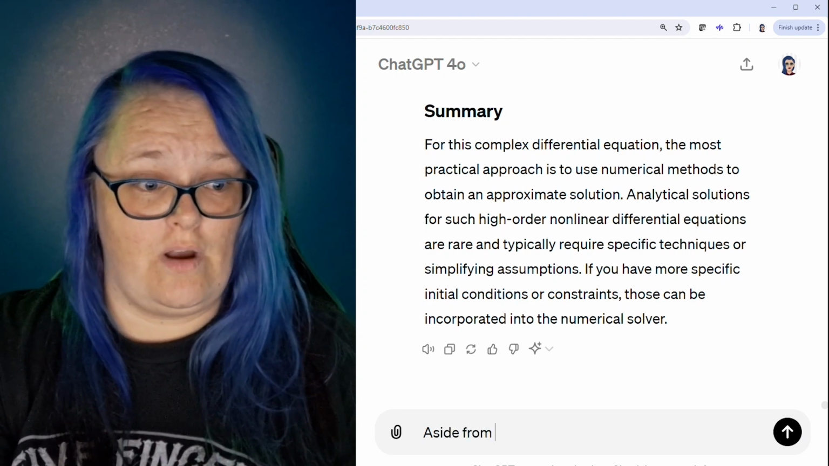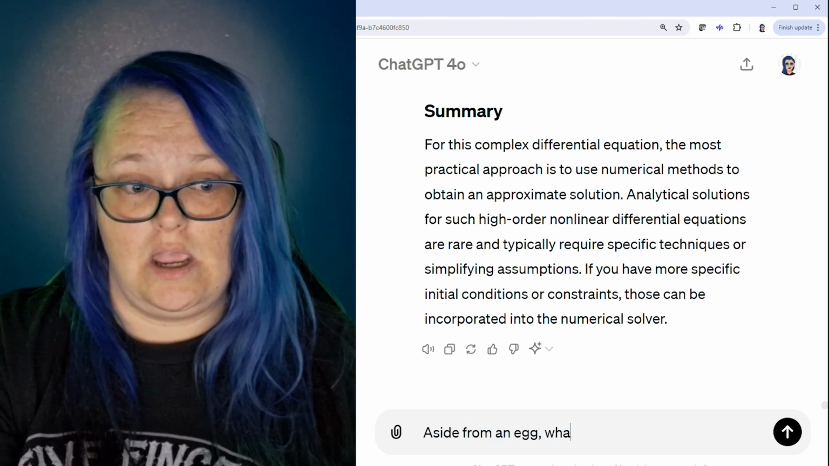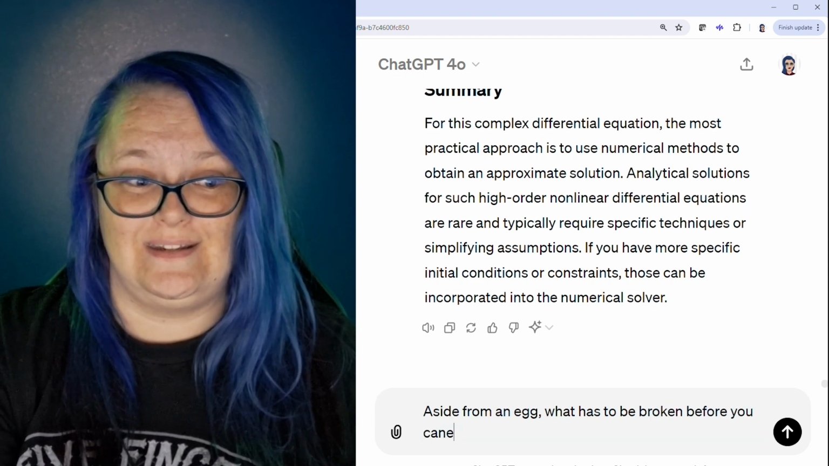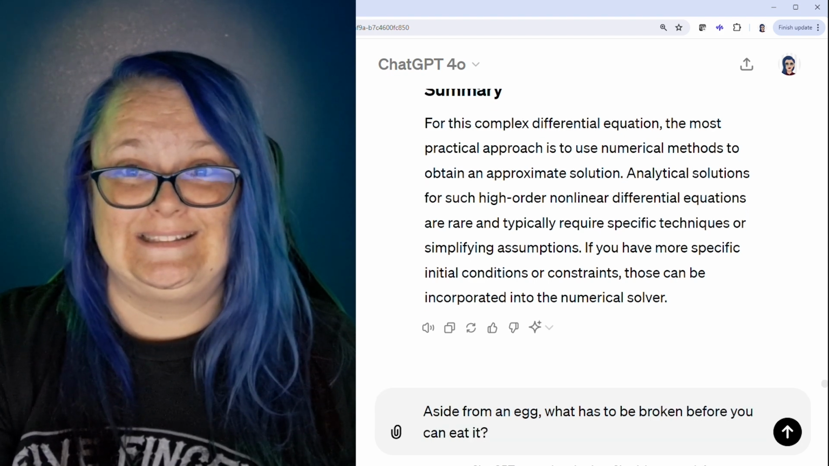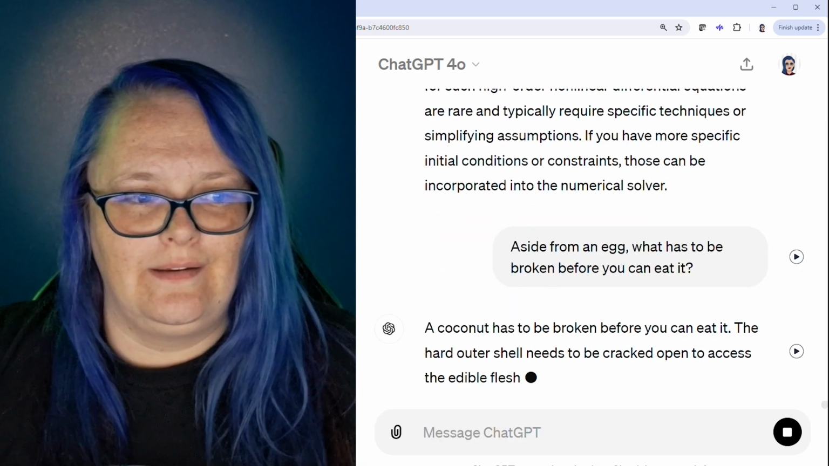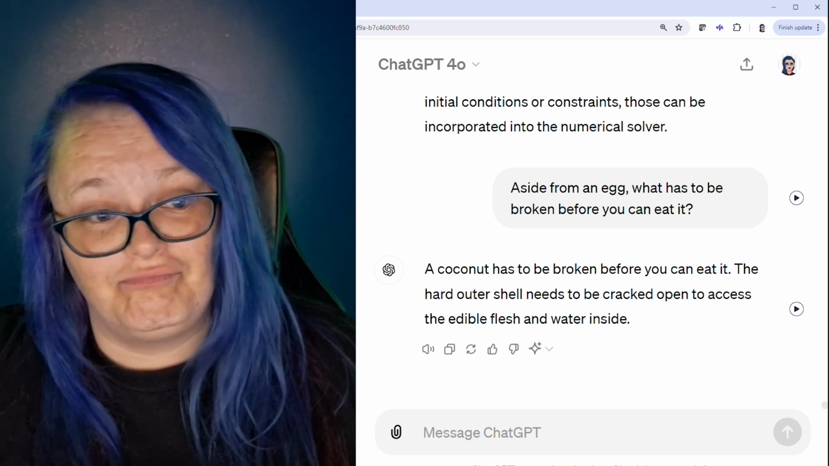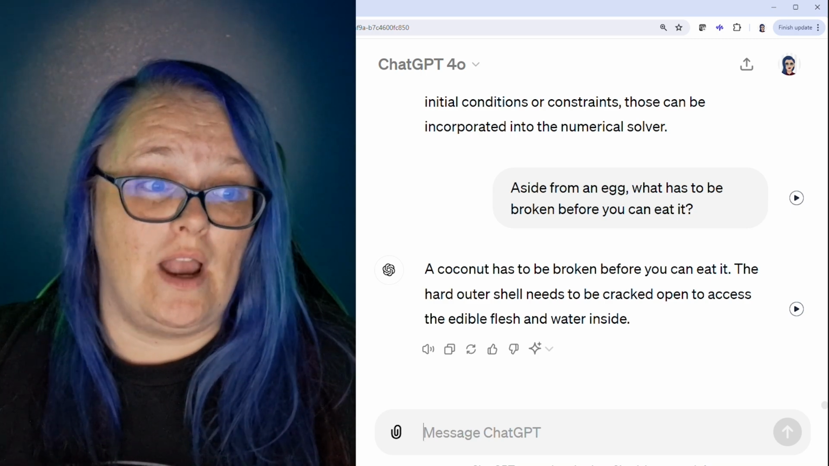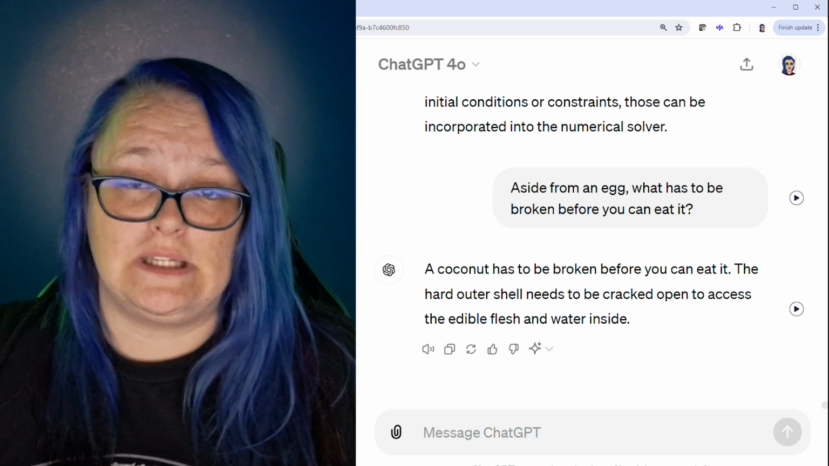We could test its creativity. So let's, instead of doing some art, let's ask it to do a riddle. Aside from an egg, what has to be broken before you can eat it? Let's find out. So it came up with a coconut, and yeah, that's correct. I actually was thinking about something else.